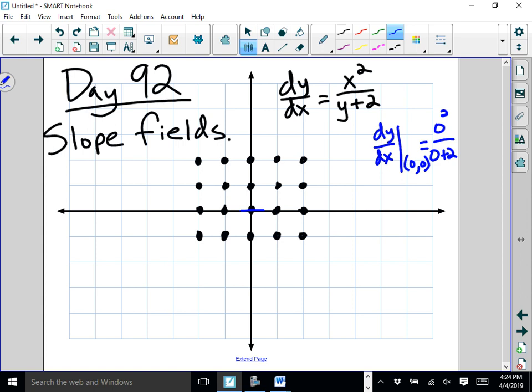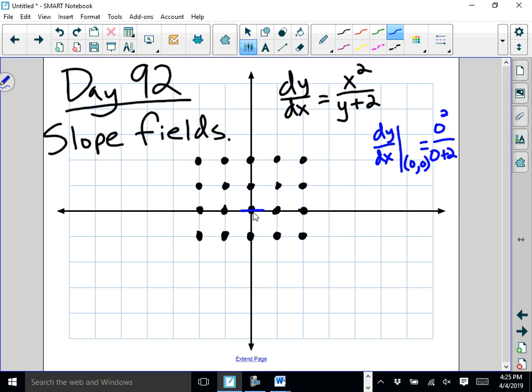How about the point 1, 0? On the test, some years you have to do this. You have to sketch it in a little space. They probably don't usually ask for this many points, but they'll ask for a few, and they'll check to make sure that your slopes match what they should be.